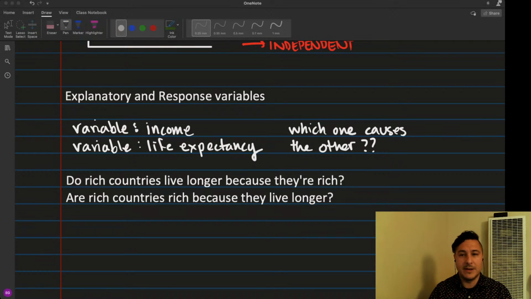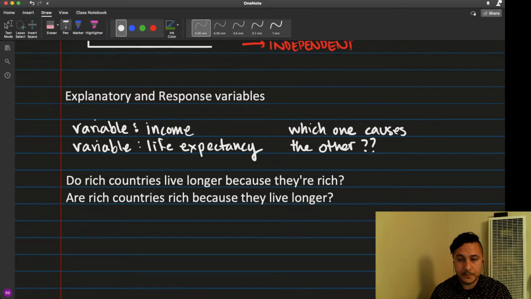So the question becomes, which one causes the other? Ideally, you'd like to figure it out so that you can either make people live longer so that they become more rich, or give people more money so that they'll live longer. You want to figure out which one causes the other. We're going to talk about that eventually, but for now, there's some vocabulary you need to know.